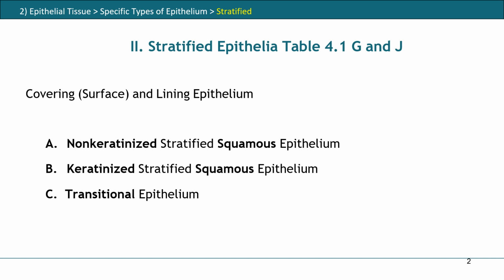In your textbook, they offer a different classification that maybe is more useful, and they divide it into two types depending on the presence or absence of keratin, this protein that makes epithelia very resistant. So the ones that don't have it and the ones that have it. And they also have another division that is the very interesting transitional epithelium. So let's start.